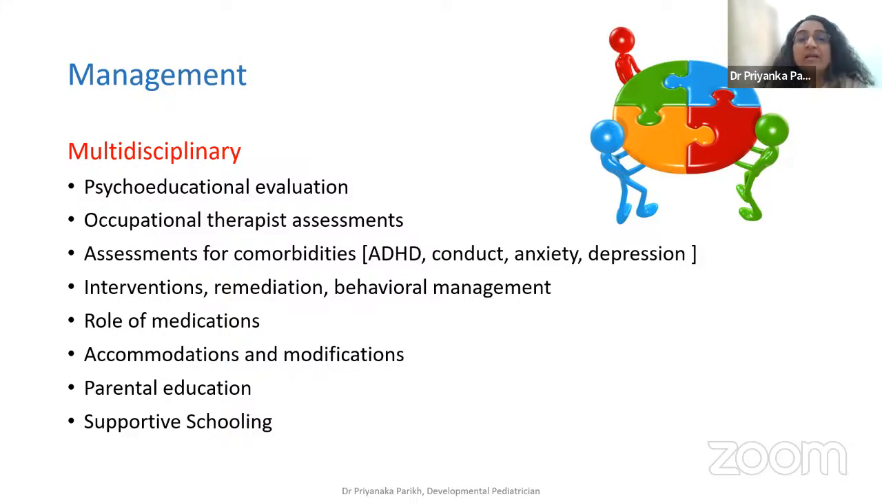So what do we mean by accommodations? Children who are diagnosed with learning disabilities, or even who are seen at risk for learning disabilities, can be given accommodations at the school level. And the government has also provided accommodations even at the board exam level. This includes giving extra time to the child to complete the papers, also giving writers to write, especially for a child who has dysgraphia. The examiner could read out the papers.